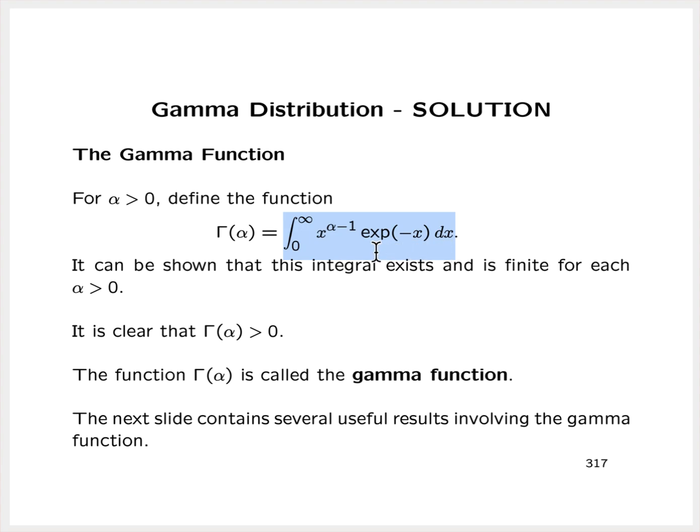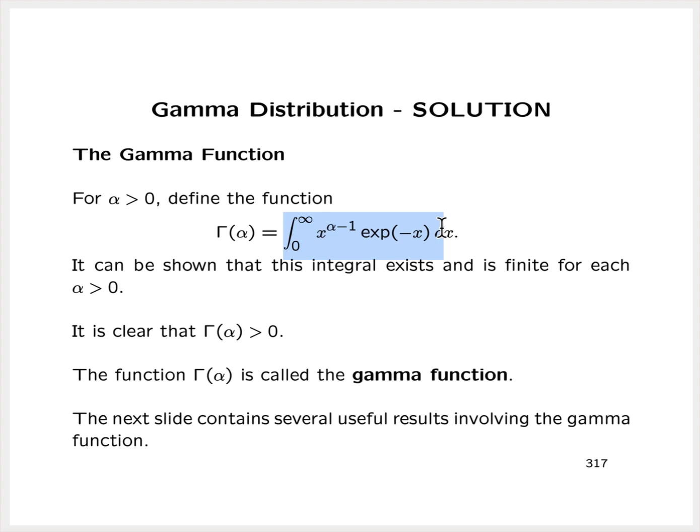Now remember that the exponential function evaluated at a particular expression is just the real number e raised to that power. So this could also be read as the integral on the positive part of the real line of x raised to the alpha minus 1 power times e raised to the negative x power. And then we integrate that product over the entire positive part of the real line.